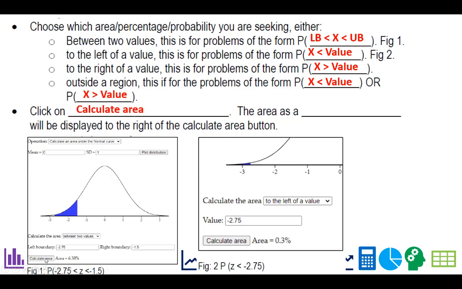Then click on Calculate Area, which is just below where you put in the values, and the area as a percentage will be displayed to the right of the Calculate Area button. Now remember, most of the time our answers will be in the form of probabilities, and usually that's going to be the decimal form. So you would move the decimal 2 places to the left. So an area of 0.3% would be a probability of 0.003. An area of 6.38% would be a probability of 0.0638.